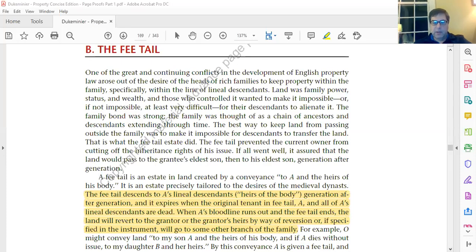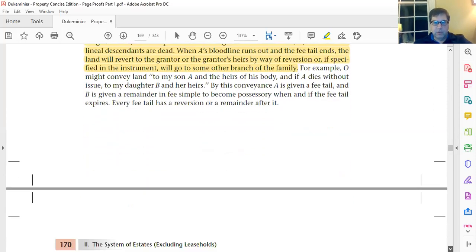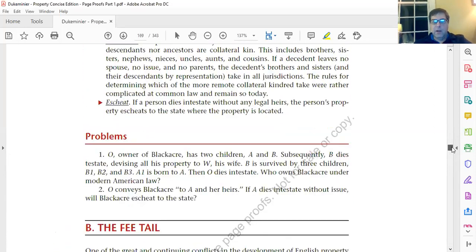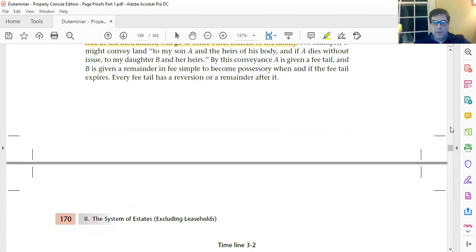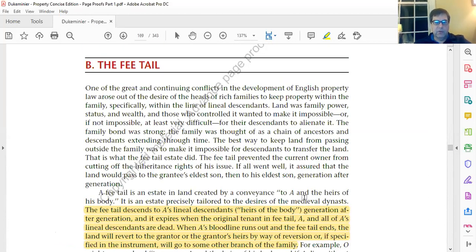So remember that at common law, this is over on page 169 in your book, when you had a fee tail estate, it was created by a grant to A and the heirs of his body. And the authors tell us that the fee tail descends to A's lineal descendants, the heirs of the body, generation after generation, and then it expires when the original tenant in fee tail A and all of A's lineal descendants are dead. So basically, when A's bloodline runs out, that's when the fee tail ends.